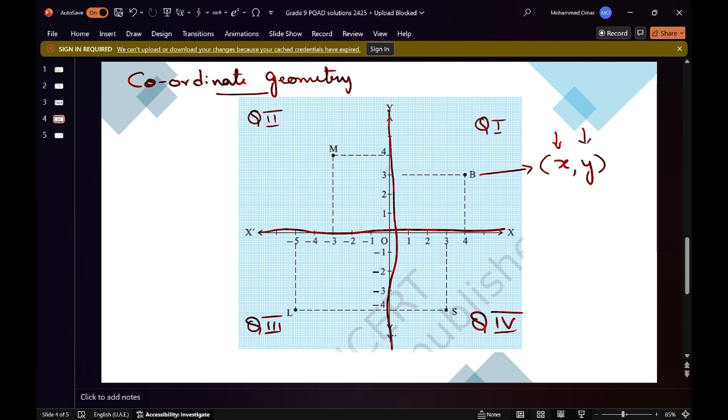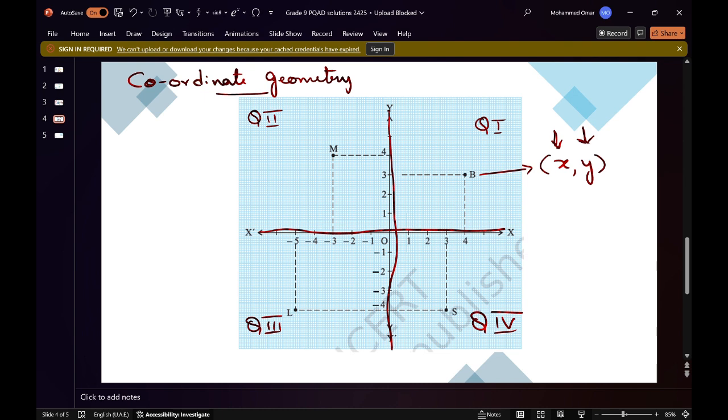Since we already learned this, if you are learning coordinate geometry for the first time and you have any doubts, pause it and write the notes, whatever I am explaining to you. So the first will be the x coordinate and the next one will be the y coordinate.